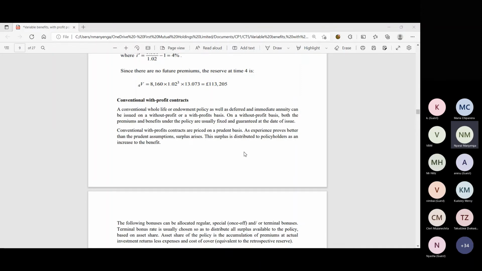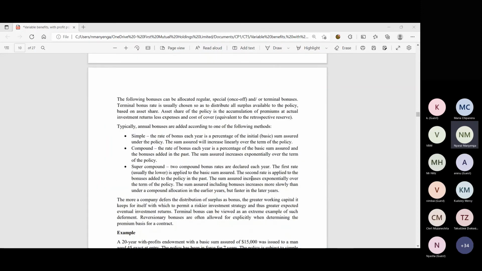So these are just generally priced on a prudent basis because you need to also allow for future benefit increases that you would expect in the future. So that when experience proves to be better than the prudent assumptions, you'd expect some surplus to arise, where you can then award a bonus to the benefits of these contracts. So basically, the surplus would just be distributed to policyholders as a way to increase the benefit.